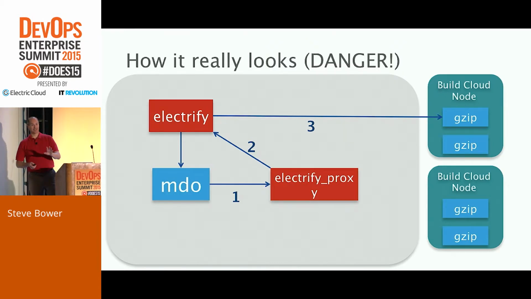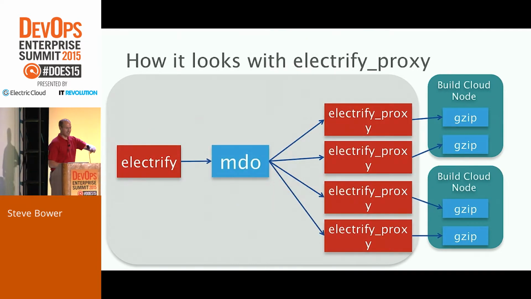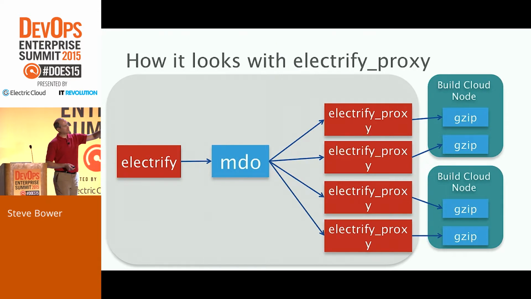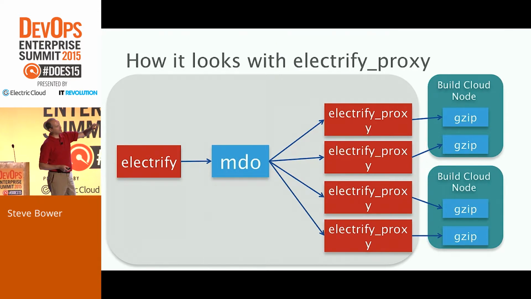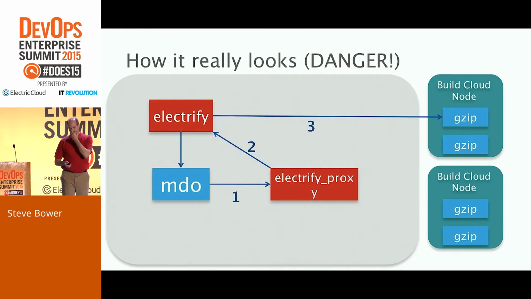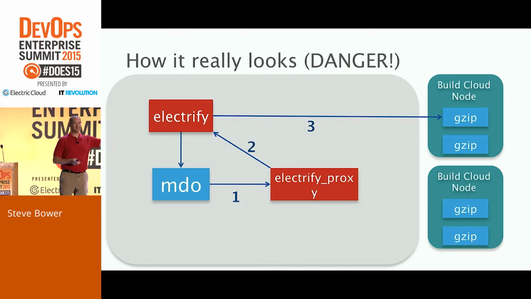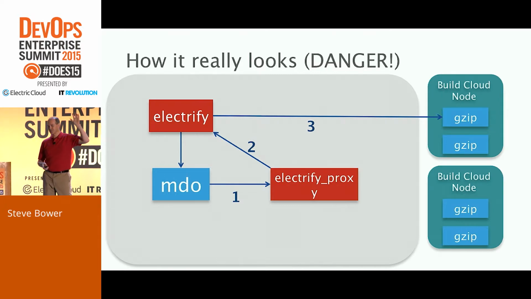This is how it really works. Now let me go back a second. I have Electrify proxy telling the agent node on the cluster, hey, run this gzip command. But that's not how it works. And remember, I'm a Unix head, sysadmin type. I care about these things. You may not. Here's a picture anyways.